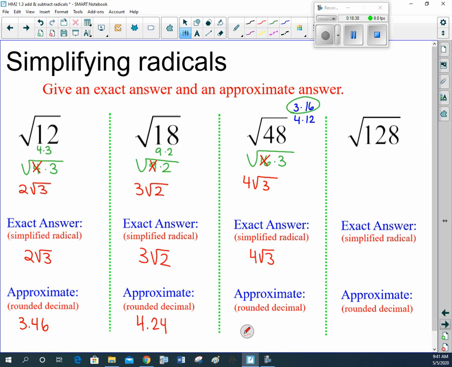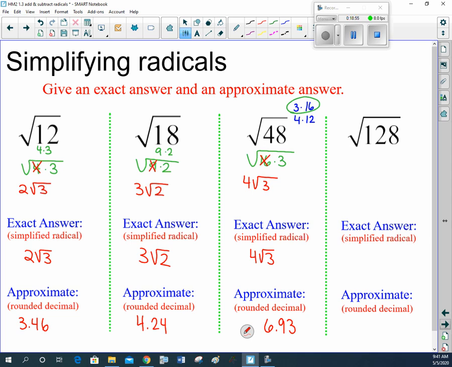And my approximate, let's figure out what that decimal is. So square root of 48, 6.93, approximately.